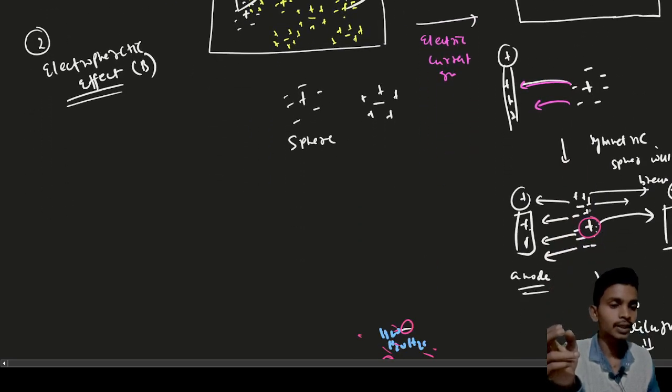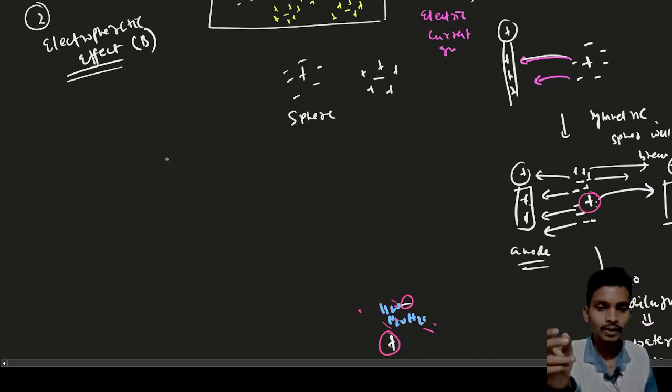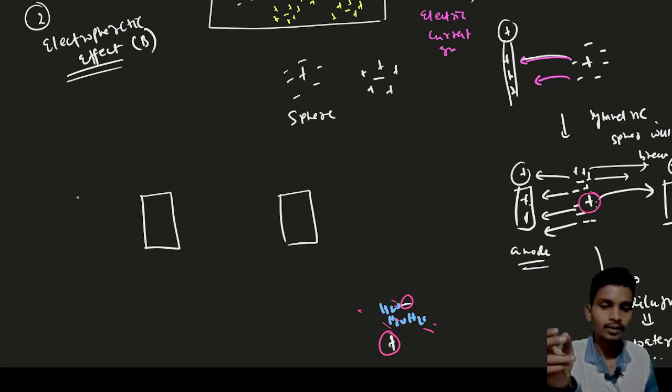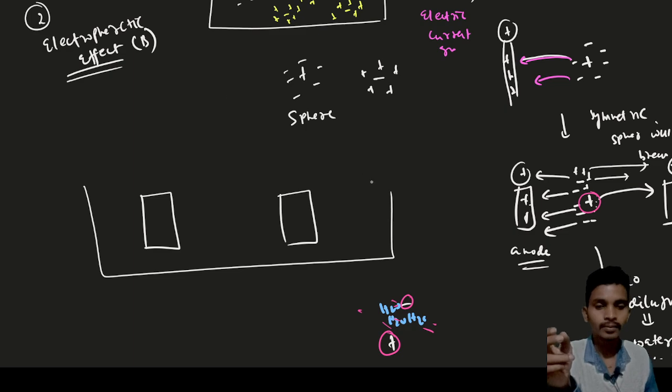there is a positive charge and a negative charge. If I draw the graph again here, see, the positive charge is there, and in between the positive charges, negative charges are there. So here we connect the battery.